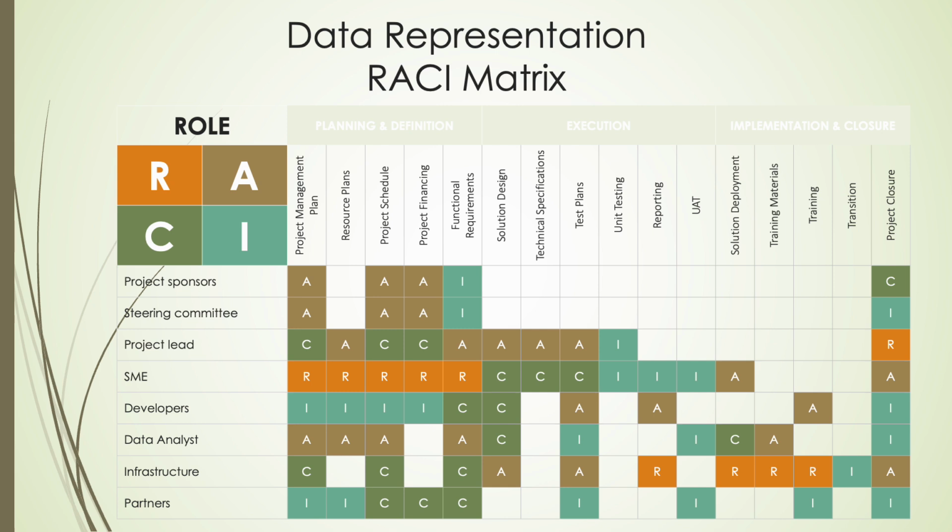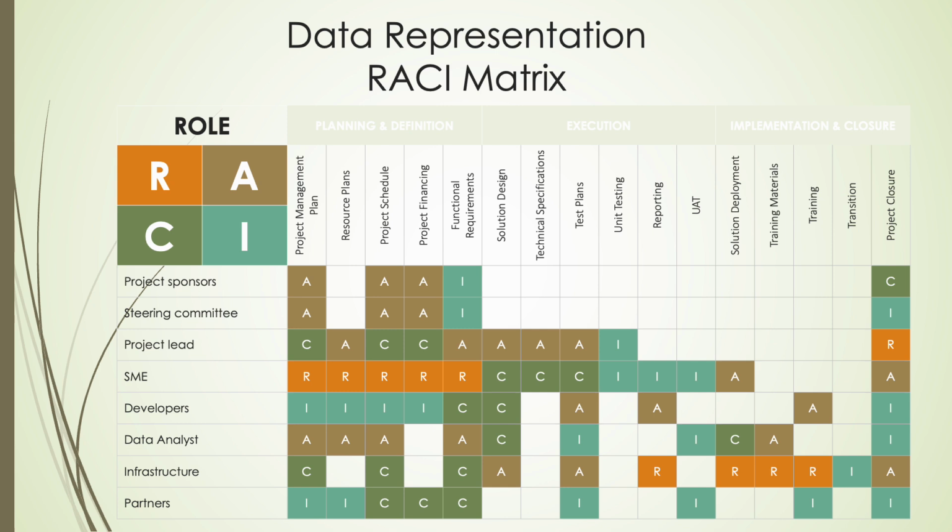A RACI matrix is a powerful accountability framework that clarifies roles and responsibilities across a project or process by categorizing stakeholders as responsible, those who do the work; accountable, the single owner who approves and answers for the outcome; consulted, which would be the experts providing input; or informed, and that refers to those kept up to date.